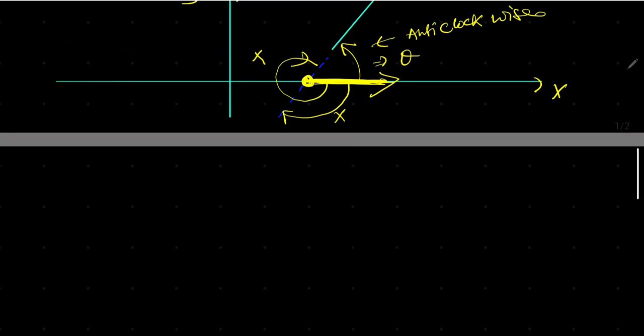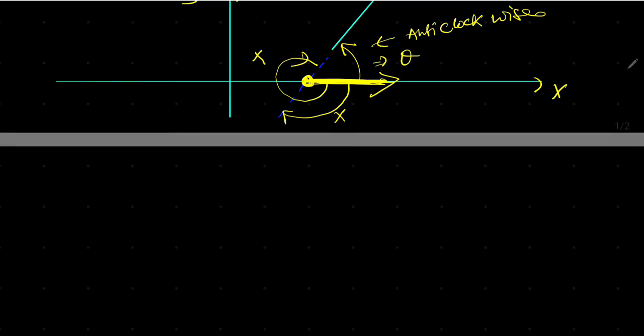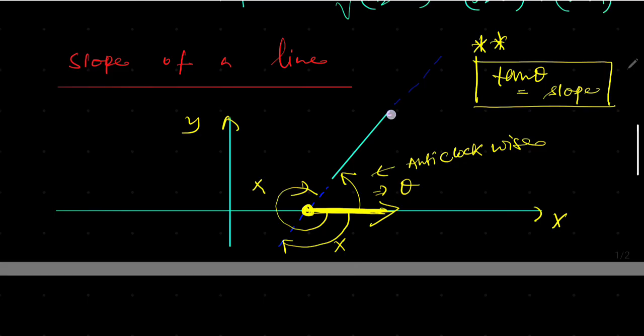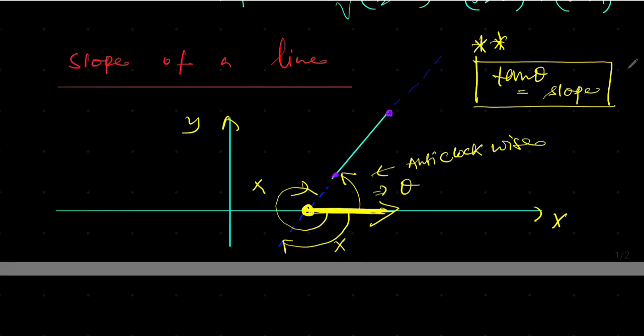Now again, you should see how you will get tan theta with the help of coordinate geometry. So let's say we have 2 points present on this line. Let's say this point is x2, y2, and this point is x1, y1.